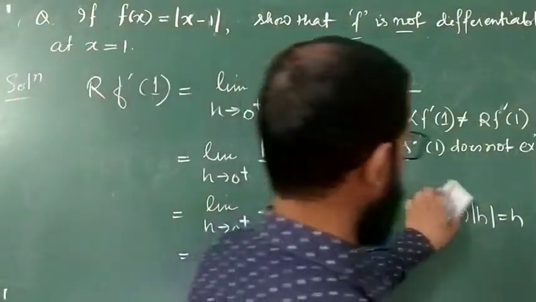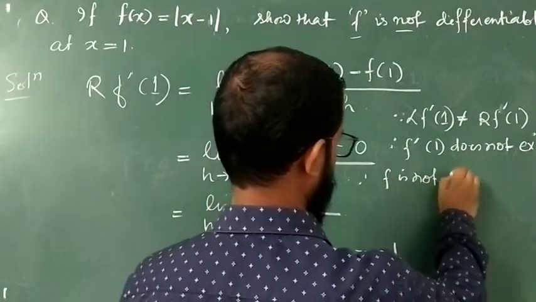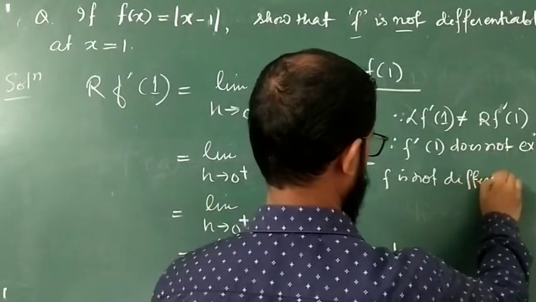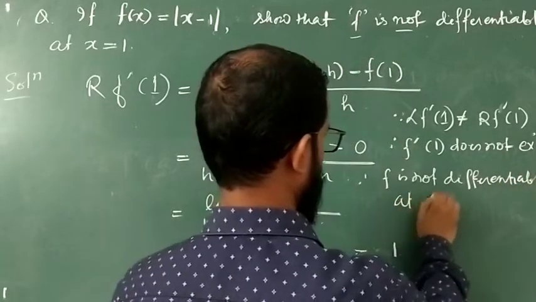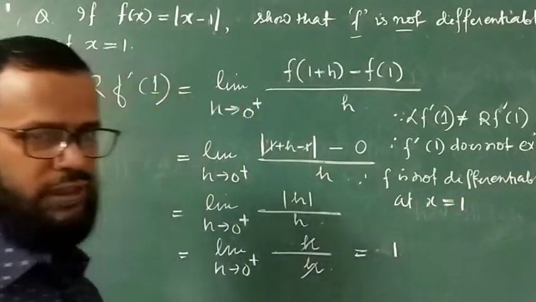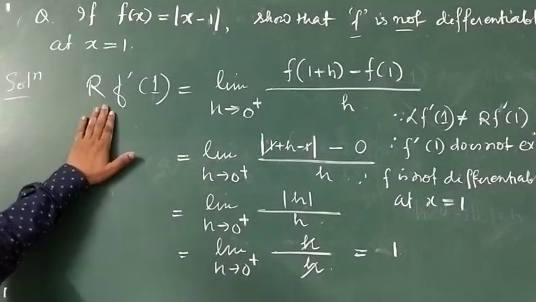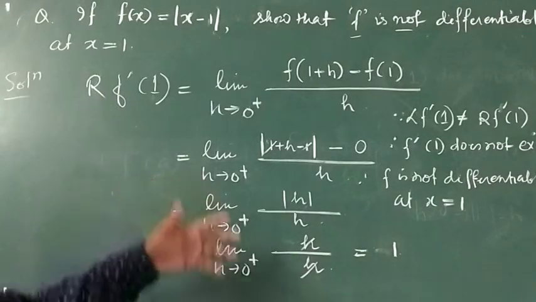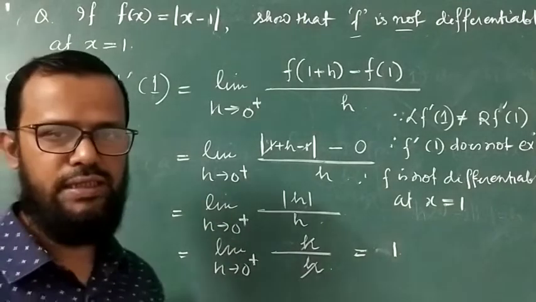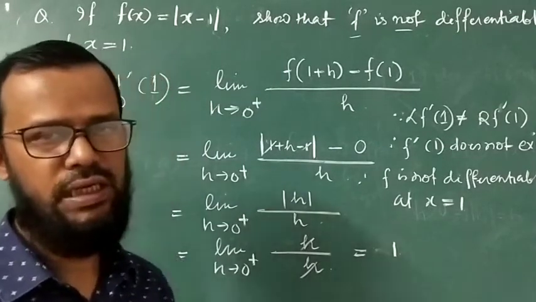So you can conclude that therefore f is not differentiable at x is equal to what? 1. Okay, I hope that you understand. This is the right hand derivative, and earlier we found the left hand derivative. Both are not same, and therefore the function is not differentiable at x is equal to what? 1. So this is the application of the concept of existence of derivative.